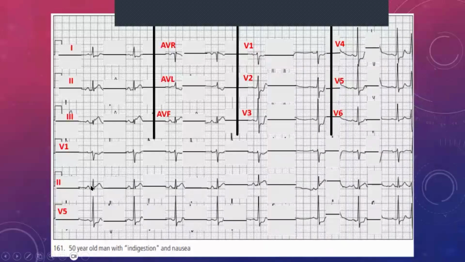Now let's look at the rate. So let's pick one here. So we've got 1, 2, 3, 4, 5, 6. 300 divided by 6 is 50. So we've got a bradycardia. That's the first thing that we note.